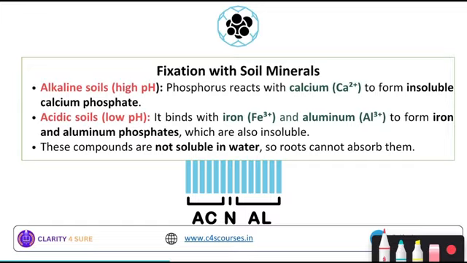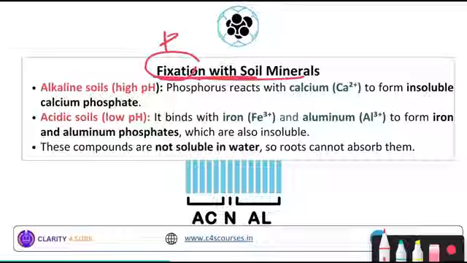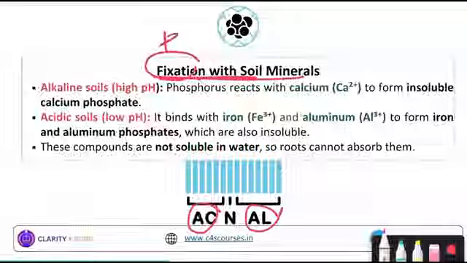Okay, before that, I am saying they are fixed. I am saying the phosphorus is fixed, I am saying it is unavailable, I am saying it is insoluble. What does that mean, or what is actually happening that is making it fixed? So this fixation is happening with the soil minerals. We know that there is a soil pH. The main concept here is soil pH. So we have acidic soil, alkaline soil, and neutral soil.